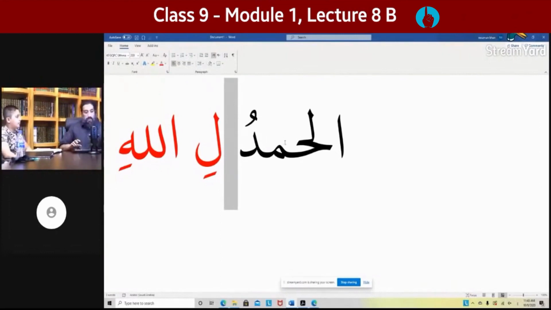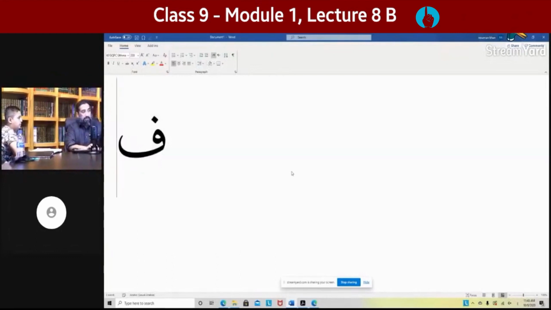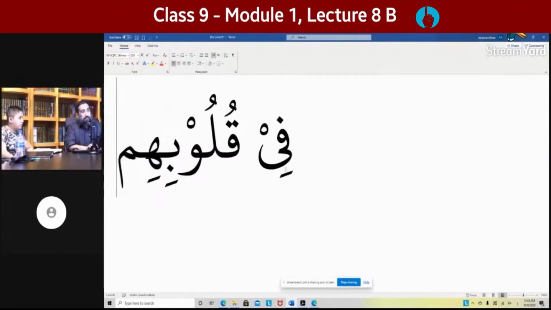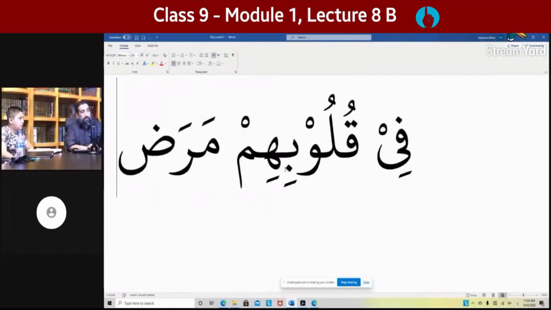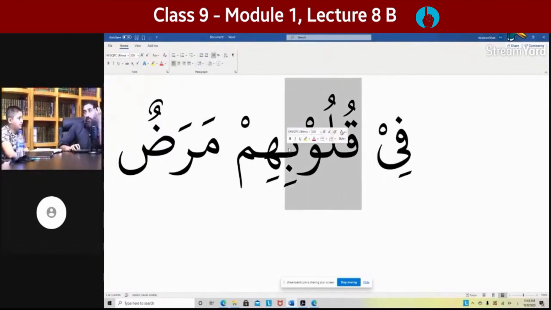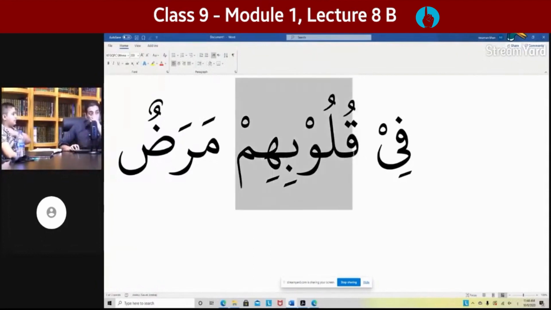Okay? So let's look at this one. This is another example. Fi qulubihim maradun. This is going to require your full attention. Fi is a harf of what? Jar. Good. And qulubi is jar because of it, because that's what it's supposed to do. And how do I know it's jar? It's got the e at the end. Qulubi has an attached pronoun with it, yes? Whenever you have an ism and an attached pronoun, that's always mudaf and mudaf ilayh.